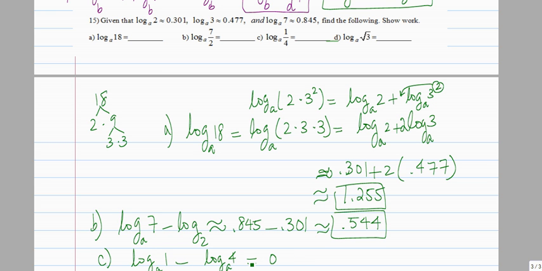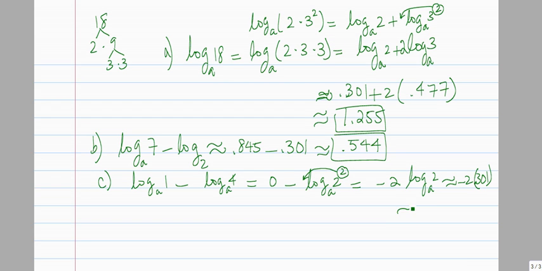And changing 4 to 2 squared, that's log base a of 2 times 2, or 2 squared. So this 2 comes down here. So that's 0 minus, you can ignore the 0, so that's negative 2 times log base a of 2, which is approximately negative 2 times 0.301. So this is approximately negative 0.602.